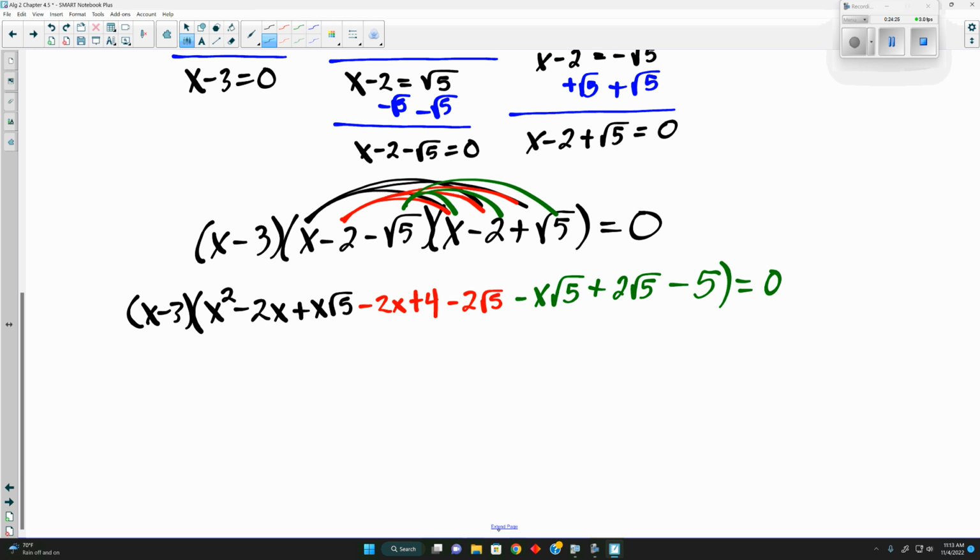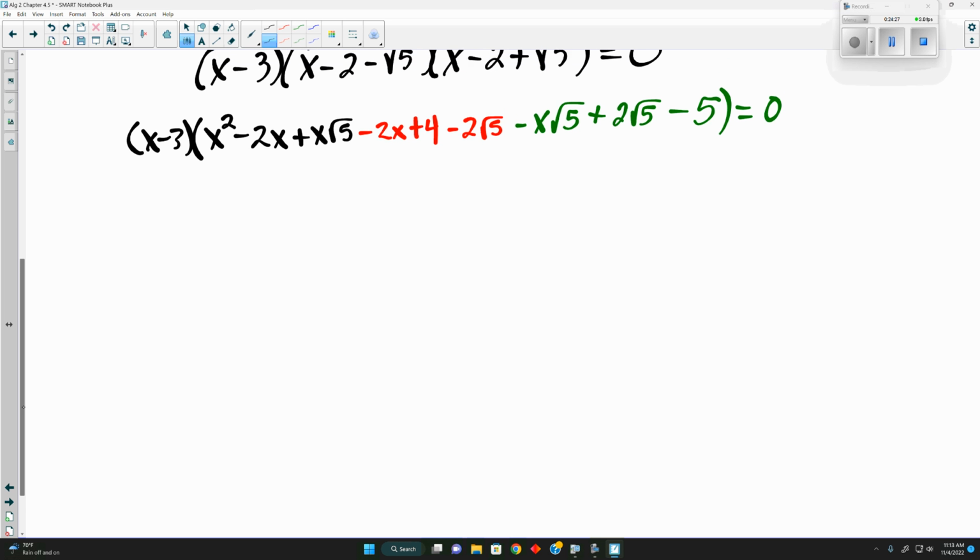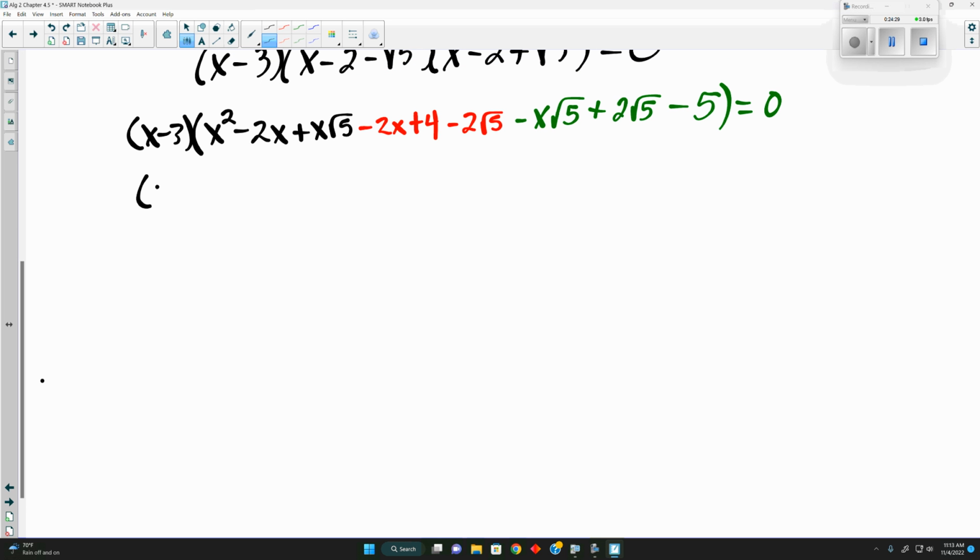Now we look at this here, because I was saying that it looks like all the radicals were going to cancel out, but it doesn't look like it. It looks like it just got bigger, yes? Now, let's combine like terms. So the first one we have is x squared. Are there any others with x squared? No, so we just have x squared.